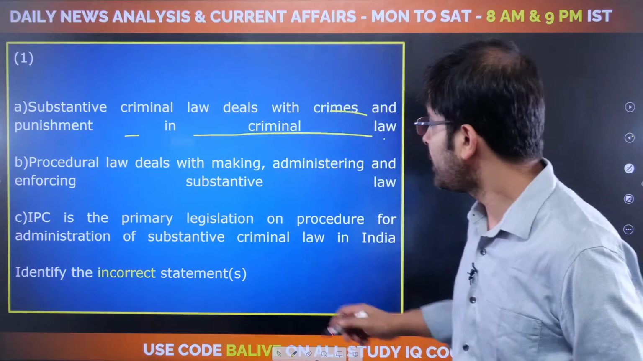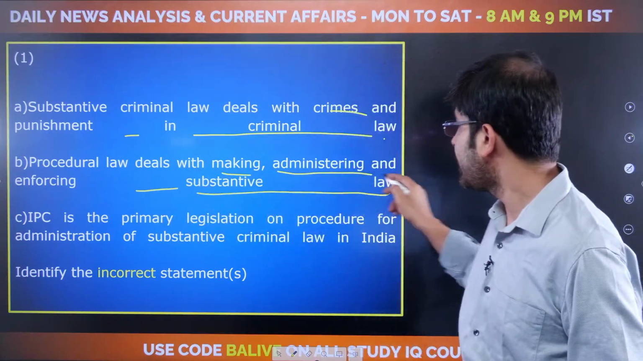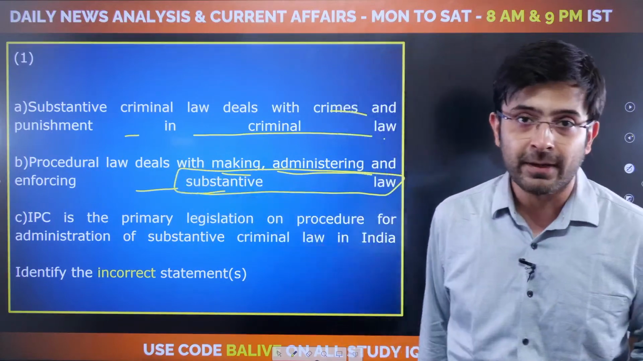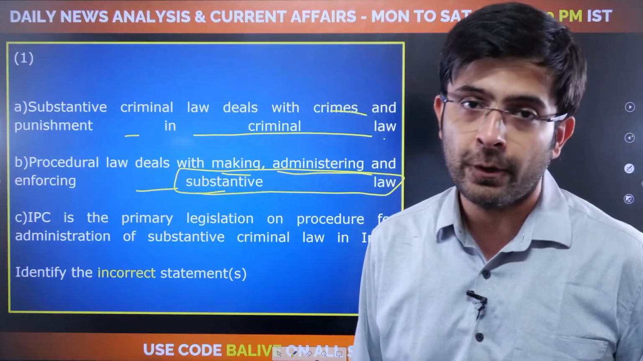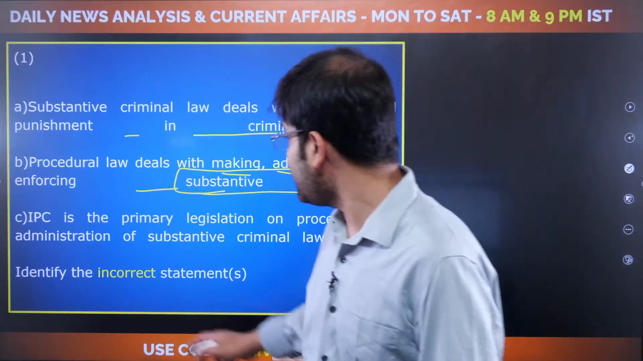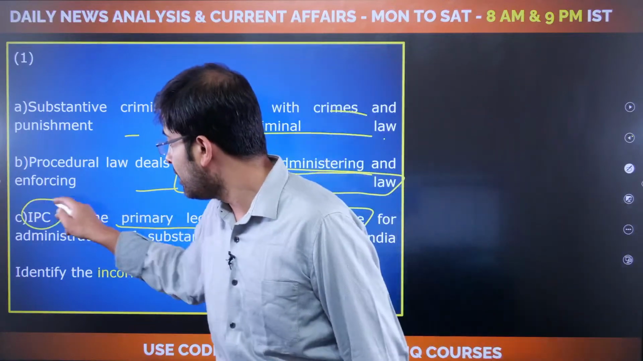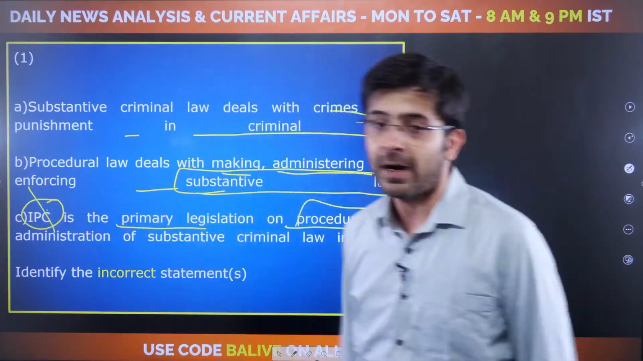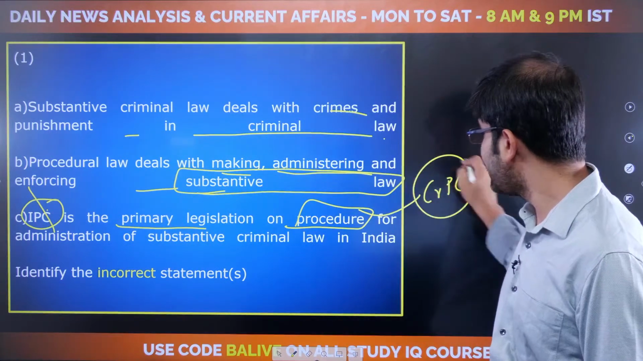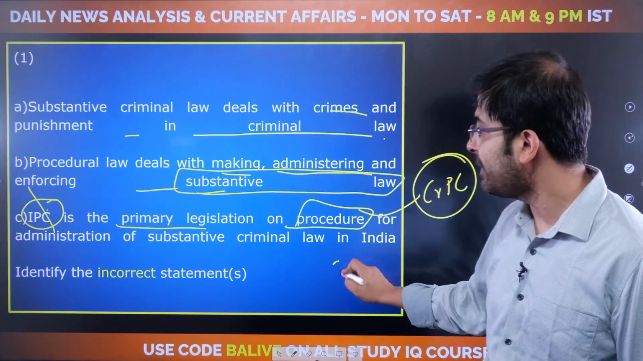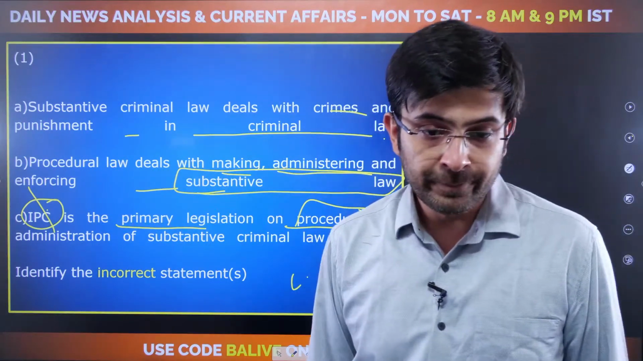All right. So the procedural law deals with the making, administering, and enforcing the substantive laws, those laws that you can't break. Okay. The rights, the procedures, everything is in the substantive part of the law. All right. So in this case, the primary legislation on procedure is not the IPC, which is in fact the substantive part of the law. You are looking at the CRPC, which deals with the procedure. So the incorrect statement here being 3, the third one, C. All right. I hope that's clear.